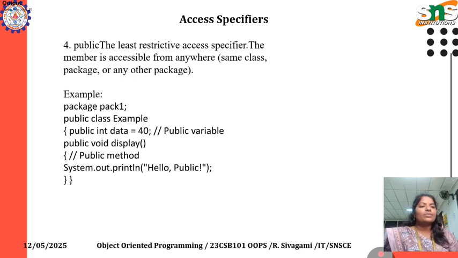The next one is public. It is the least restrictive access specifier. The member is accessible from anywhere: same class, same package, or any other package. If we declare a method or a variable with the public access specifier, there are no restrictions.